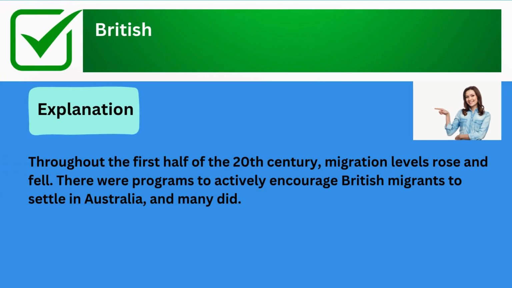The correct answer is British. Explanation: throughout the first half of the 20th century, migration levels rose and fell. There were programs to actively encourage British migrants to settle in Australia, and many did.